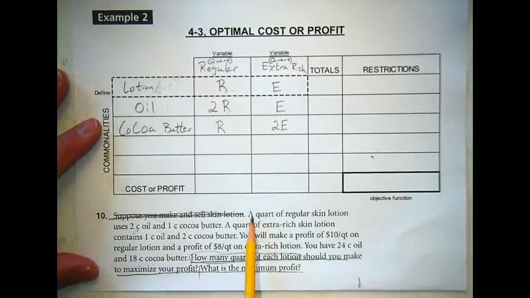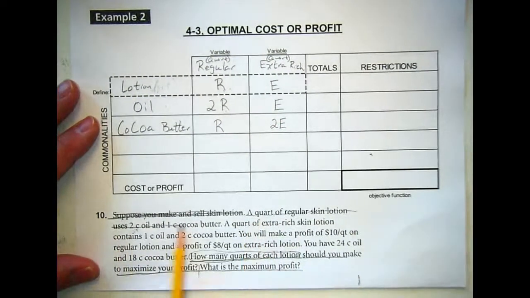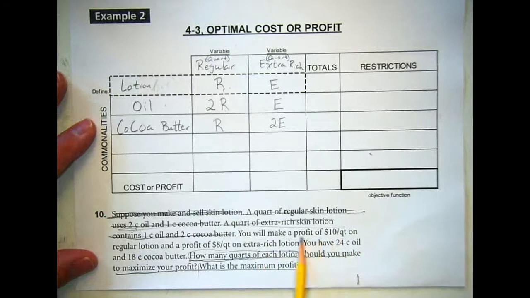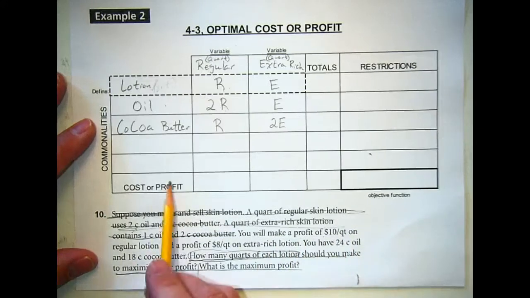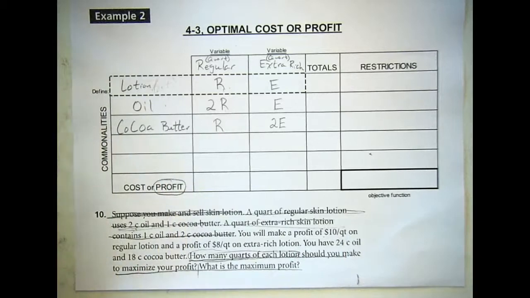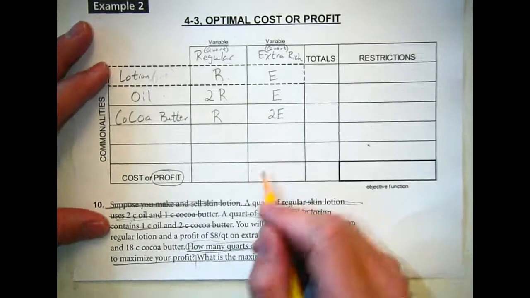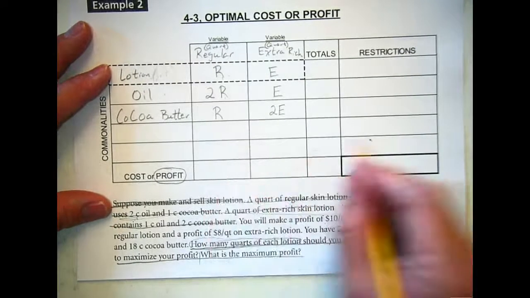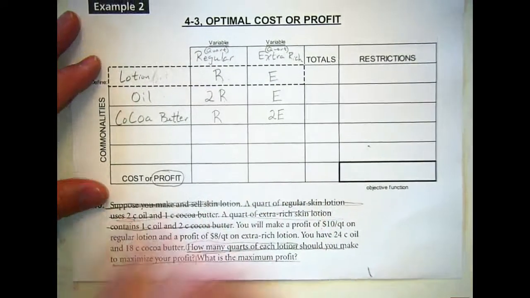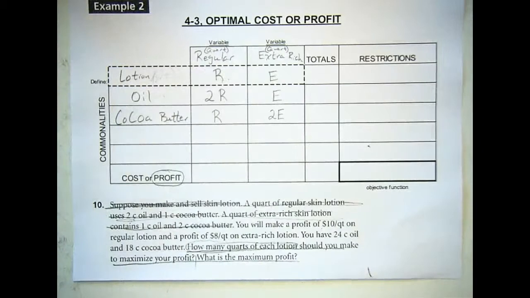Now notice, we've read through that. We've got the quart of extra rich doing that. This problem is becoming less and less confusing. Now, where would I put a profit? Down there. We're dealing with a profit here. You make a profit of $10 per quart on regular. How do we write that? Everyone write it and put it where it should go down here. Don't wait for me to do it. Do what you think, and then you can erase if you need to.